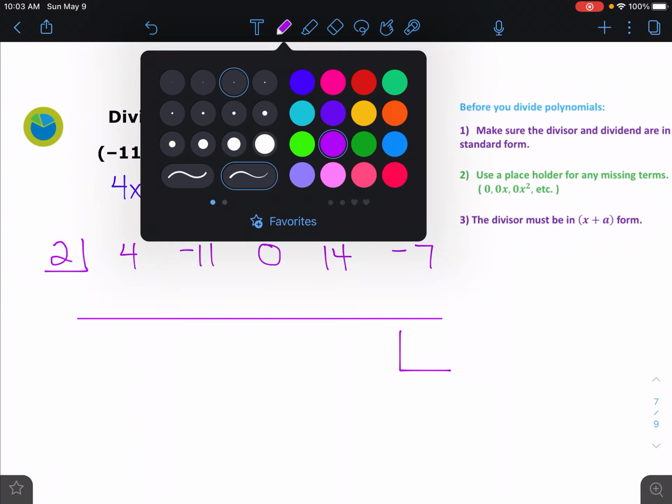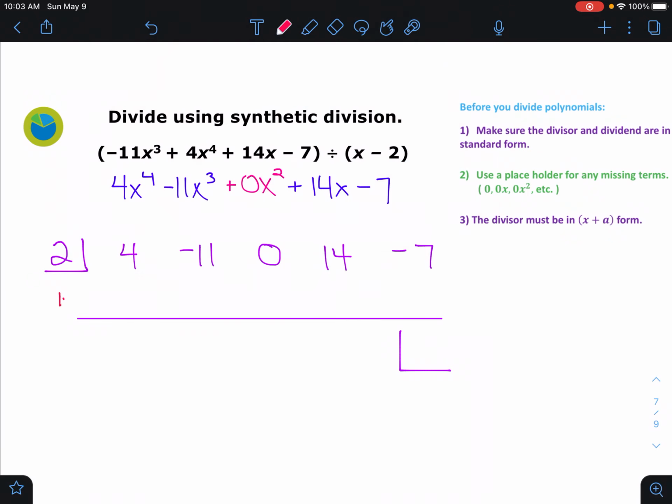Okay. Now, if it's helpful, again, you might want to put, when I'm above this line, I'm adding. When I'm below, I'm multiplying, in this case, by 2. Okay, so step 1, bring this down. Now I'm going to multiply. 2 times 4 goes right here. That's 8. Add those together, I get negative 3. 2 times negative 3 is negative 6.